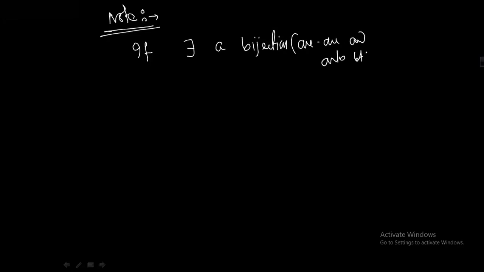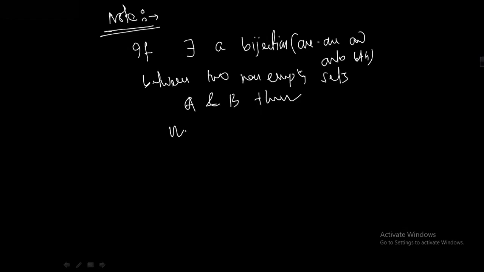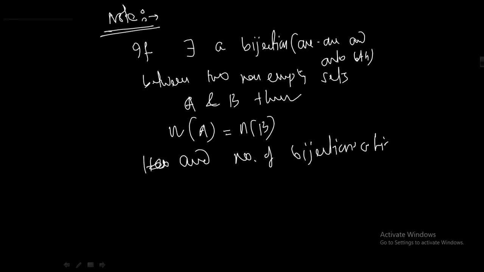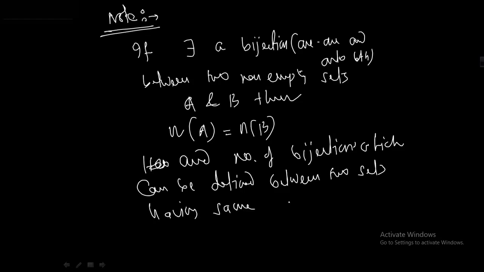Note, if there exists a bijection, means 1 1 and onto both, between two non-empty sets A and B, then number of elements in A is equal to number of elements in B, and number of bijections which can be defined between two sets having same number of elements, say n, is n factorial.